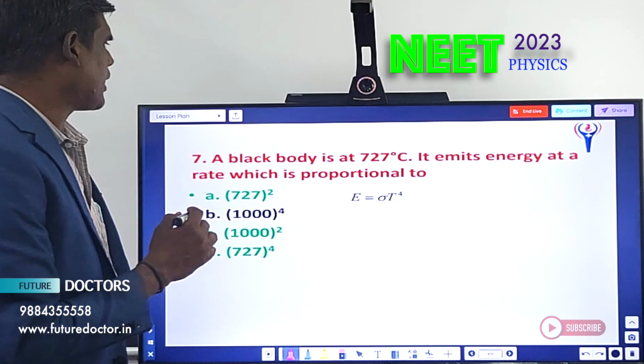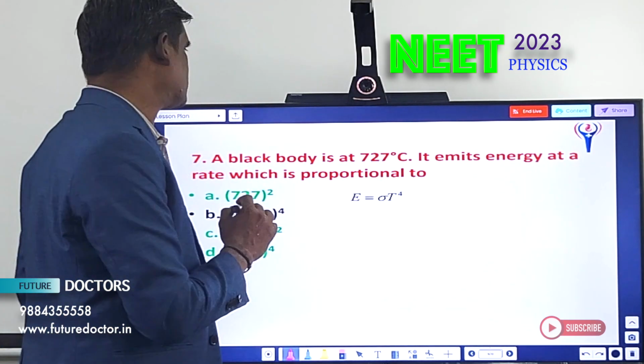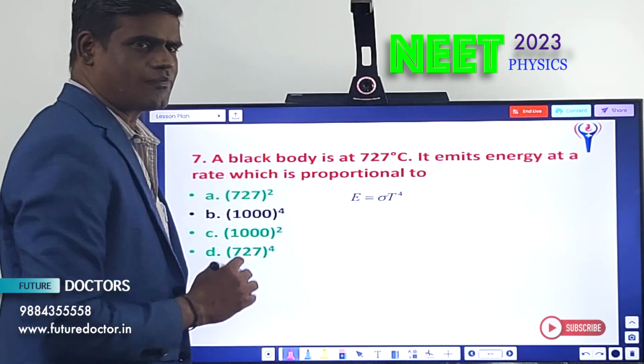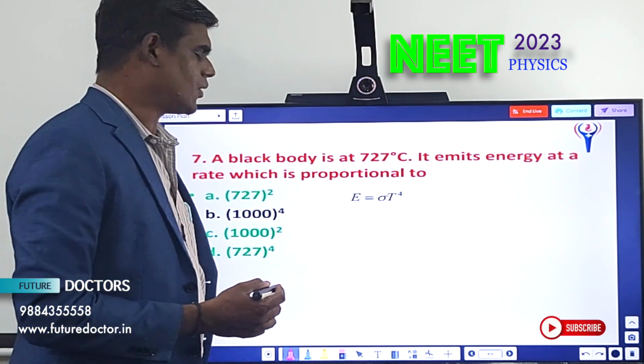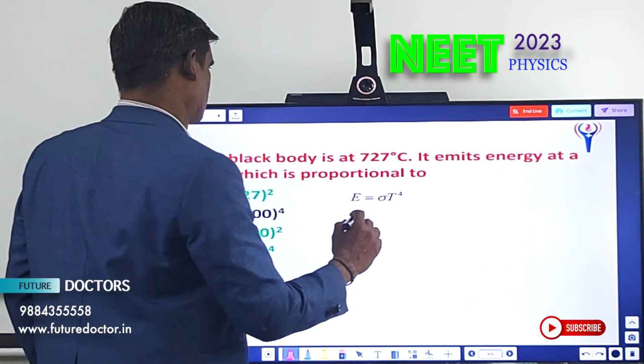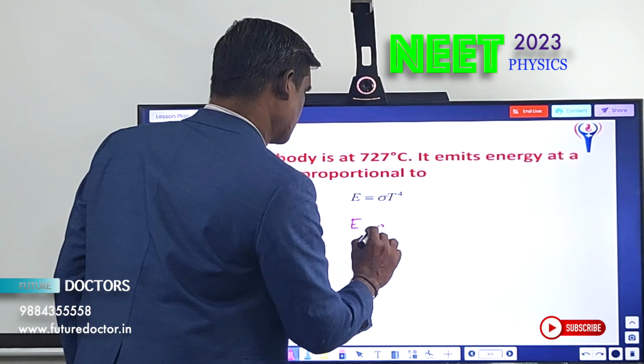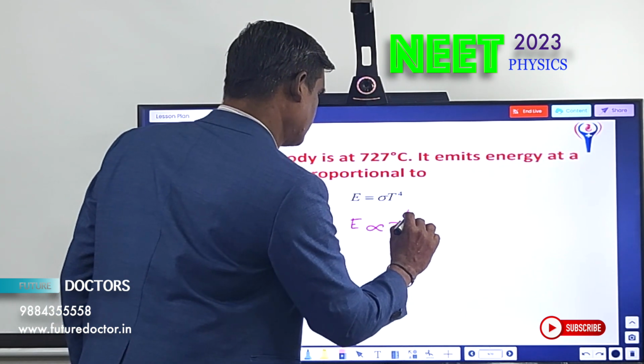A black body is at 727 degrees Celsius. It emits energy at a rate which is proportional to dash. Formula from Stefan's law: E equals sigma T power 4, or E is proportional to T power 4. Your question asks for proportionality only. Therefore, E is proportional to T power 4.